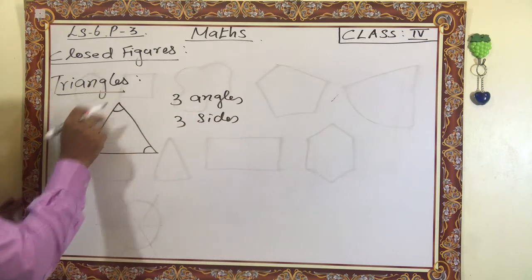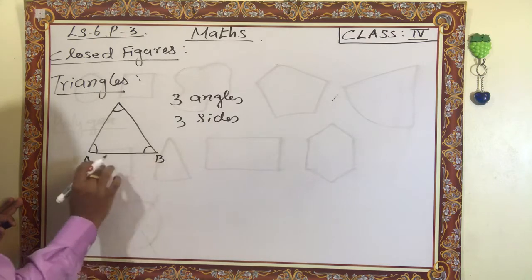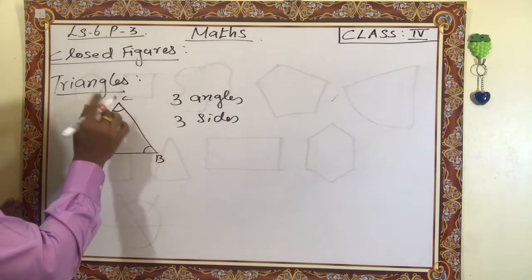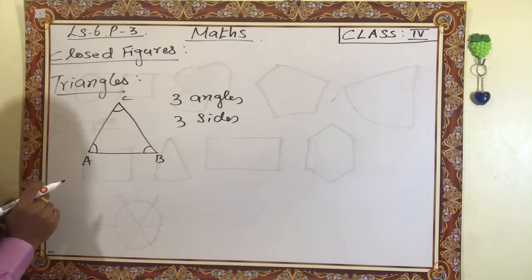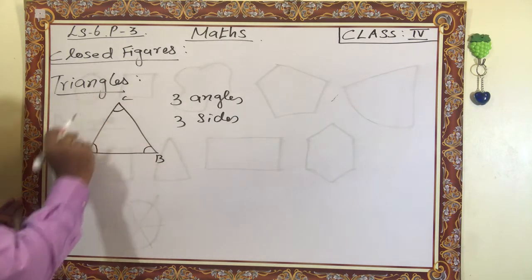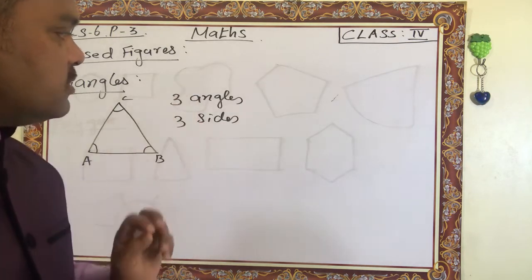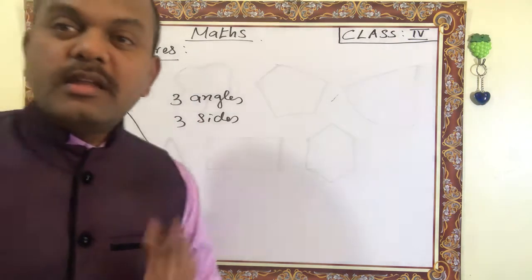Three sides. I am going to name these sides. AB, one side. BC, another side. AC, another side. Okay, AB, BC and AC. Three sides. So, three angles, three sides and three vertices.